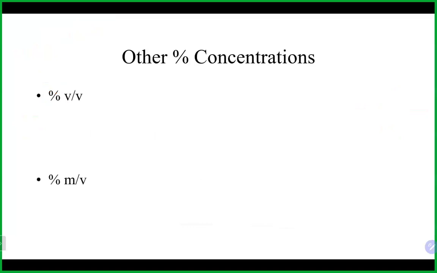A couple of other percent concentrations that we come across is percent volume to volume, which is the top one here. This is basically percent volume to volume, like an alcohol, percent by volume alcohol. Percent volume to volume is the volume of solute divided by the volume of solution times 100%.